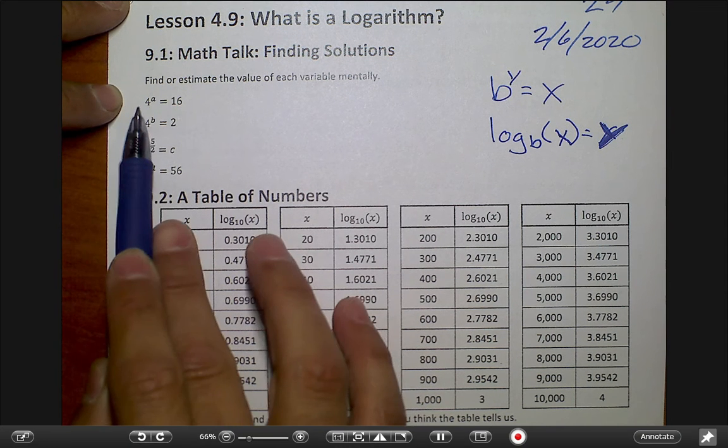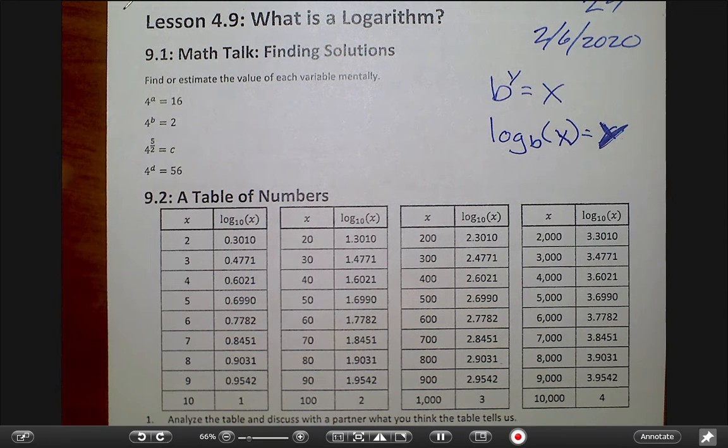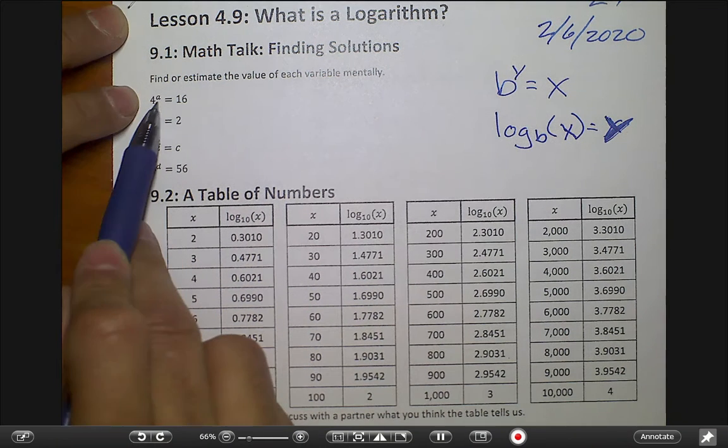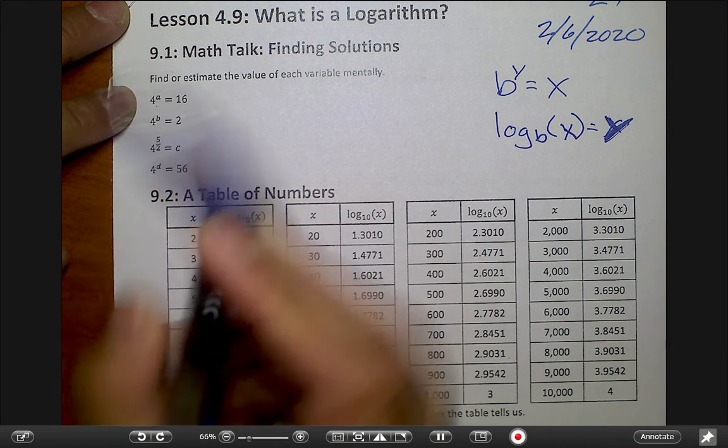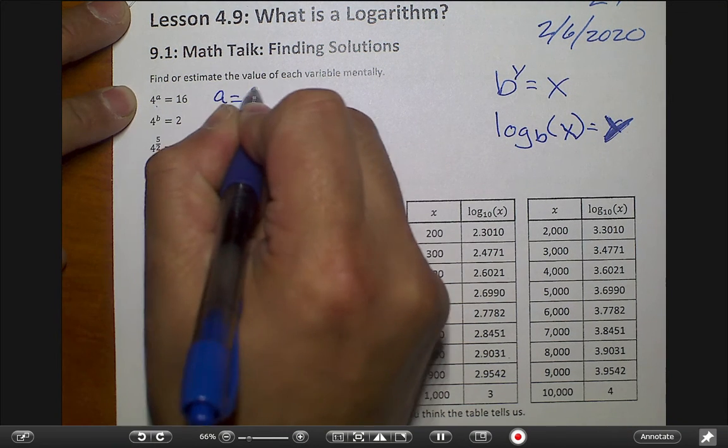So 4 to some power gives me 16. 4 to the 4th power? Second power. 4 squared, right? Because that's 4 times 4, isn't it? So in this case, A is 2.